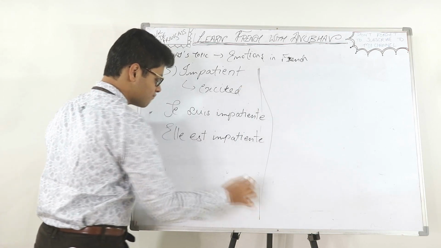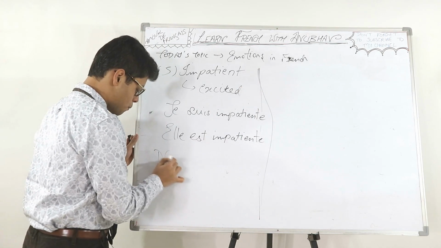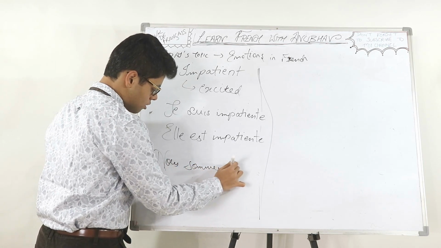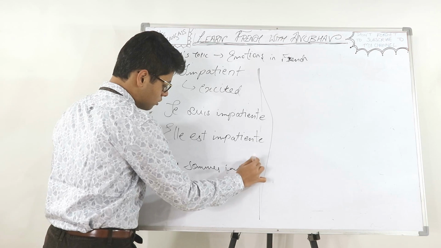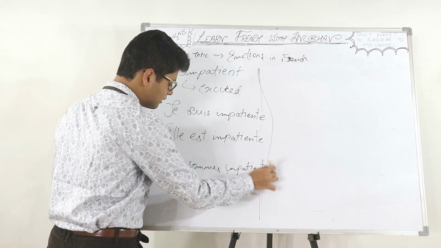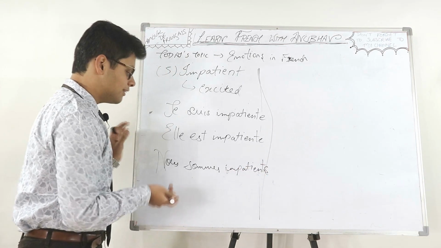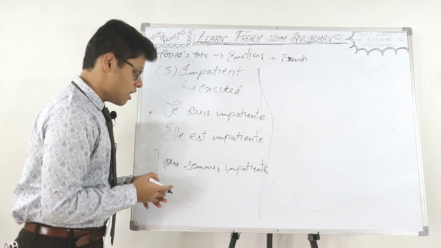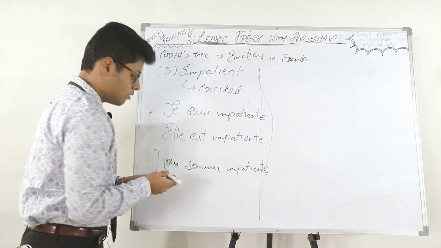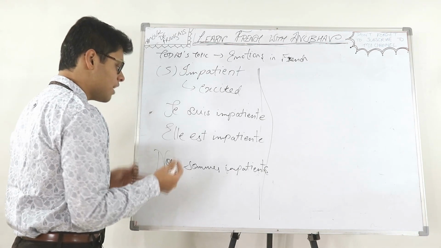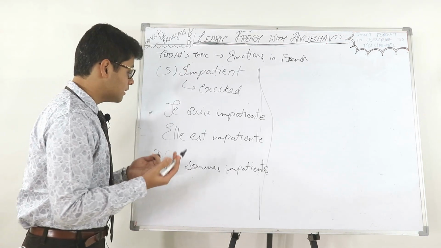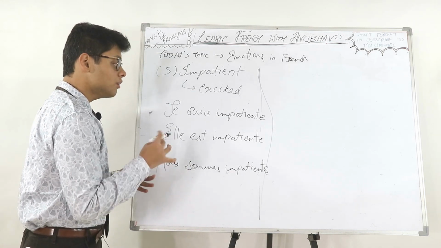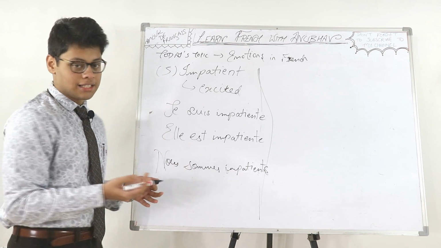And talking about nous. Nous sommes impatients, simply impatients. There's no E at the end, and we won't pronounce the T or the S which we have written after impatient. So it's simply, nous sommes impatients, we are excited. Elle est impatiente, she is excited. And je suis impatiente, or je suis impatient, I am excited.